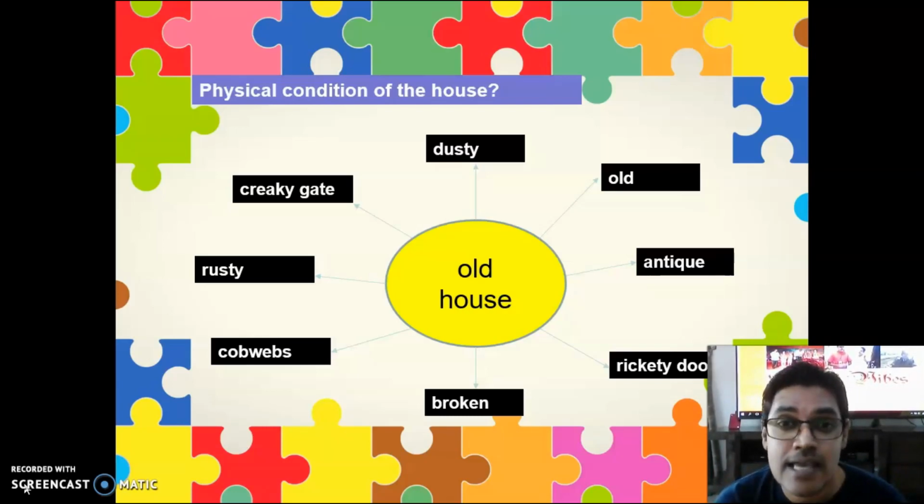If you have any other ideas, any other words that you want to use instead of just an old house, it's very good, very well done. So think of words or phrases that can be used to describe the old house. Now the next one.